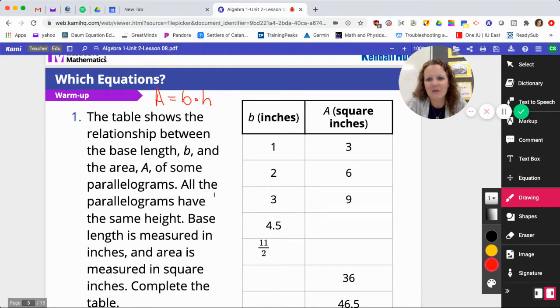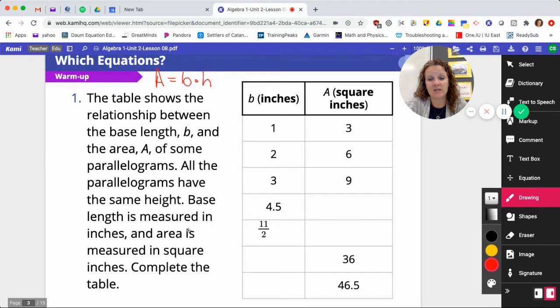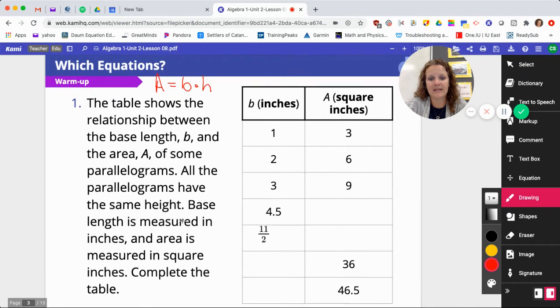Sorry. So here we have all the parallelograms have the same height. Base length is measured in inches and area is measured in square inches. Complete the table. So let's complete the table. If I have base of 1, my area is 3.